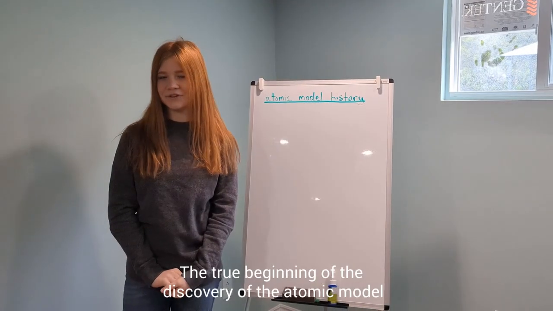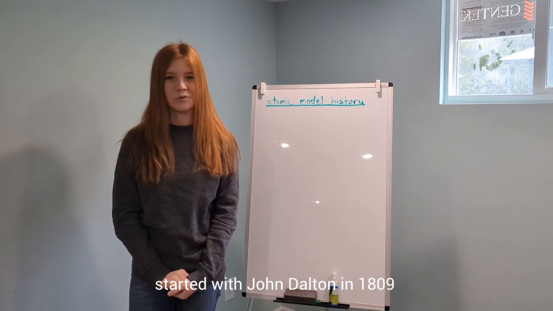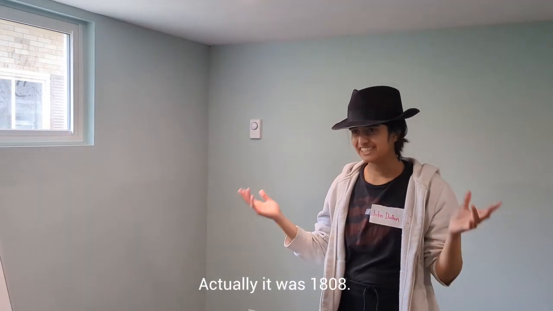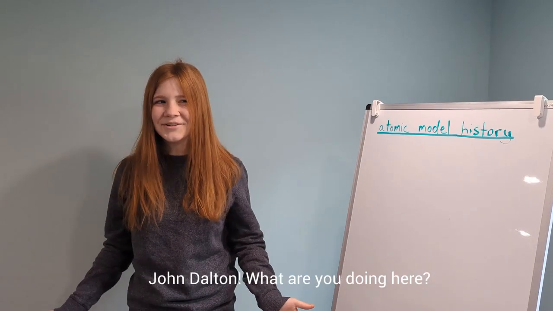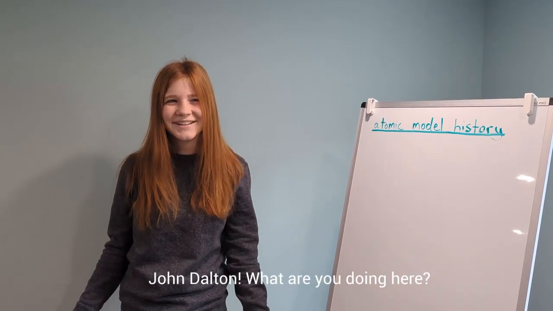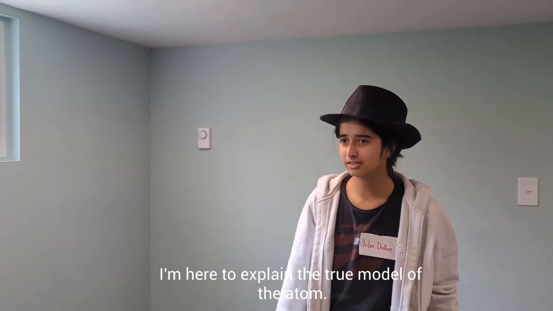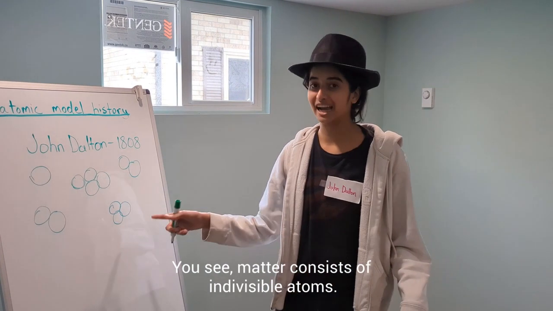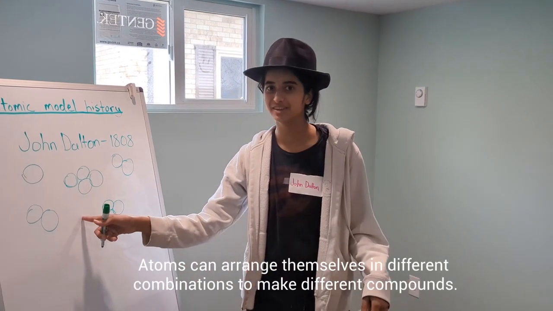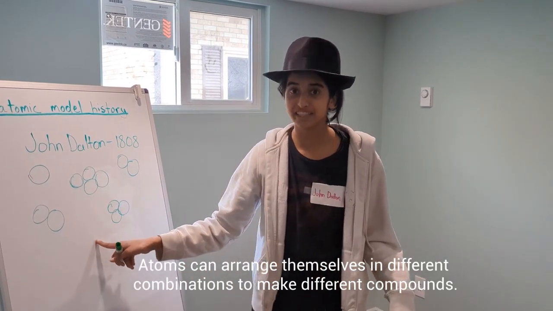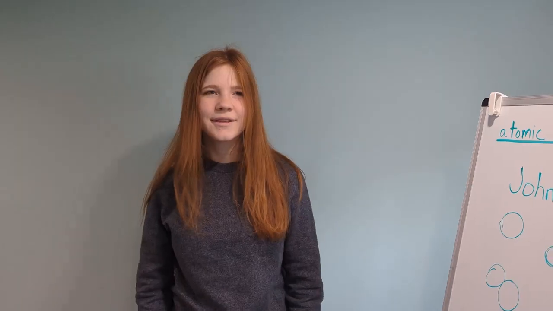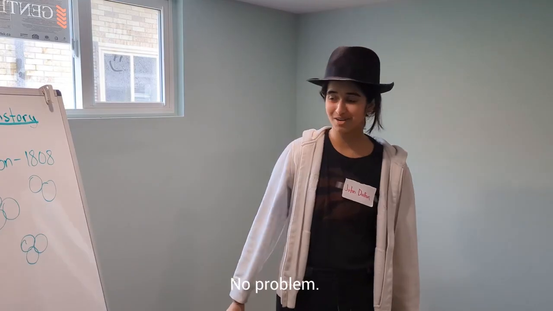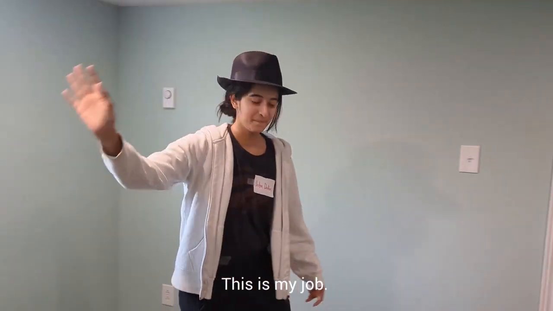The true beginning of the discovery of the atomic model started with John Dalton in 1809. Actually, it was 1808. John Dalton, what are you doing here? I'm here to explain the true model of the atom. You see, matter consists of indivisible atoms. Atoms can arrange themselves in different combinations to make different compounds. Oh, I see. That makes sense. Thanks, John. No problem, this is my job.